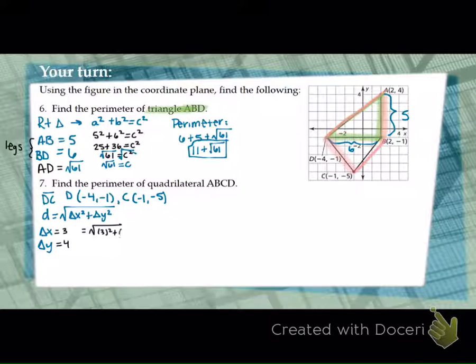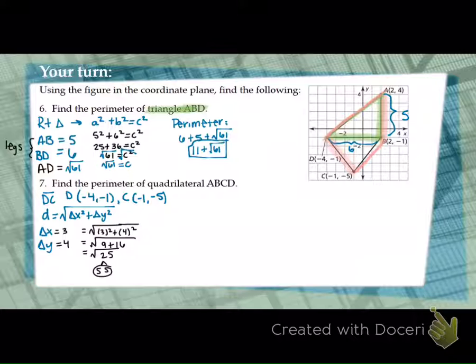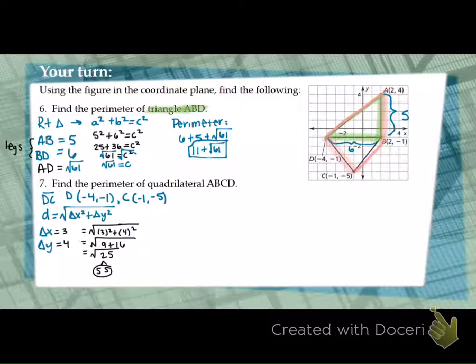Distance is always positive, never make it negative. What's the square root of 25? 5, right? If you do a factor tree, that's 5 times 5, which means everything gets circled. So do we keep a radical if everything gets circled? No. So DC is 5.